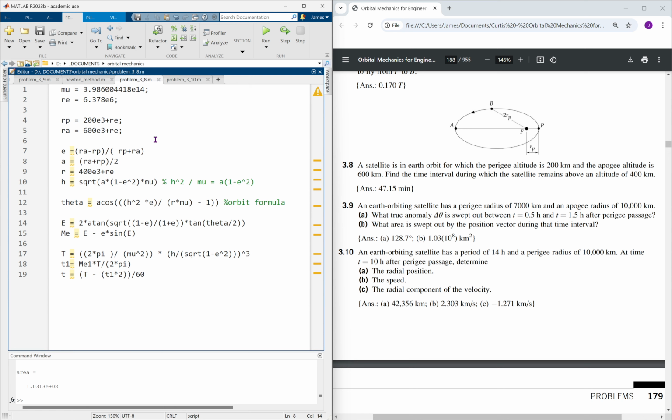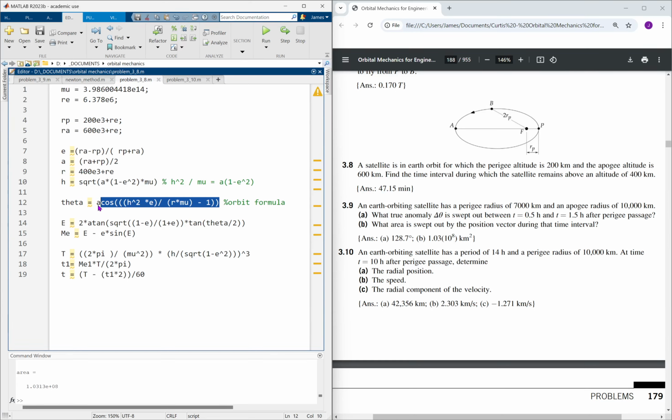So to do that, we can first get our eccentricity, which is radius apogee minus radius perigee divided by radius perigee plus radius apogee, and then we can get the semi-major axis as well by the radius apogee plus radius perigee divided by 2. And then we have the radius at which we're looking to be above, and then we can also get the angular momentum using this equation here rearranged, and then we can get theta at the point that we're actually hitting 400.